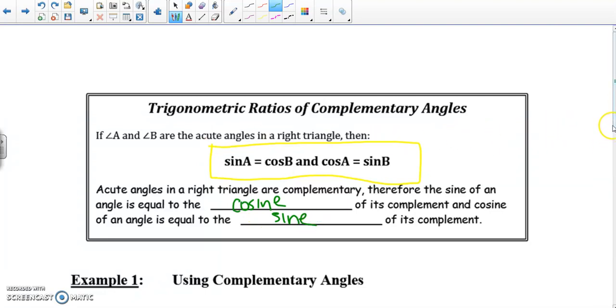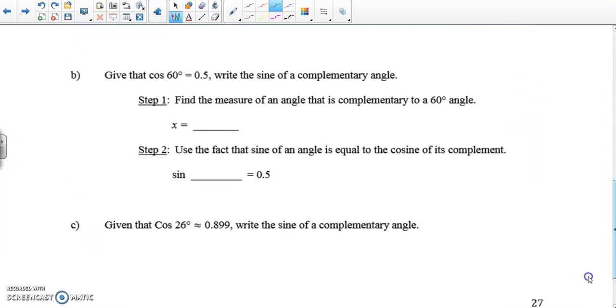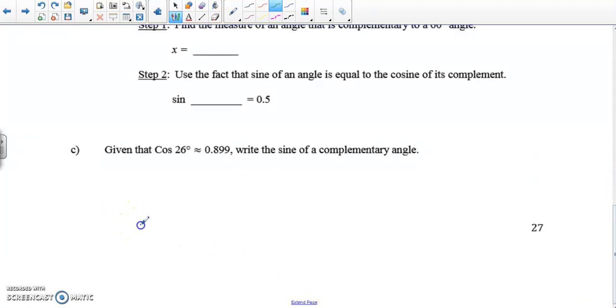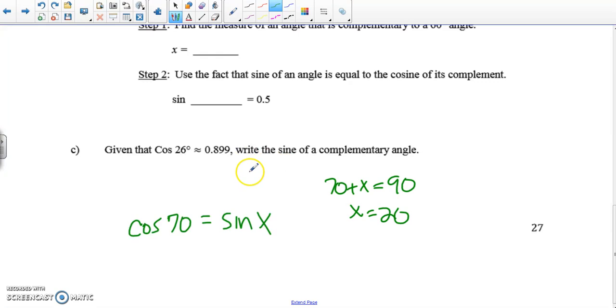So really what you're going to need to know, you can kind of skip through this, we may look at this in class the next day, but let's say I tell you that the cosine of 70 equals the sine of x. Remember, these two angles are always going to add up to 90. So you can think of it as 70 plus x equals 90. We can subtract 70 from both sides, so we know the complement of that angle is 20 degrees. So we know the cosine of 70 is always going to give you the same value as the sine of 20.